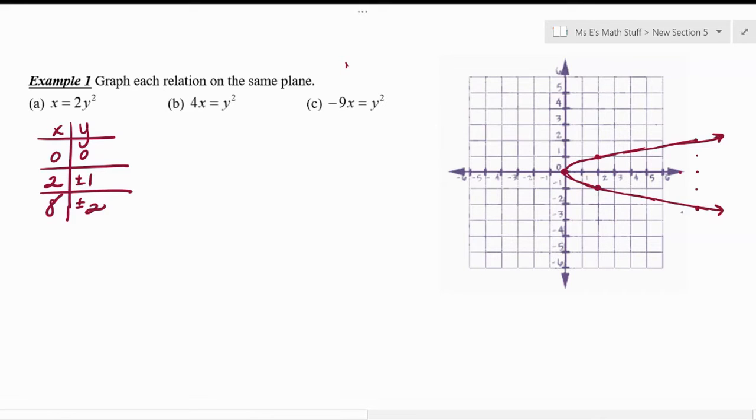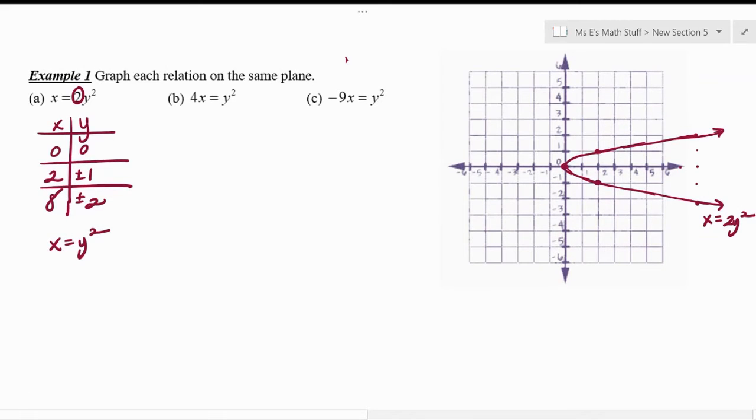Okay, I'm going to have more than one graph on the same plane, so I'm going to label this one with its equation. There we go. Okay, now what did we notice? What effect did that 2 have to what would have been just a normal x equals y squared graph? I hope it makes sense that the 2 serves as a stretch factor.